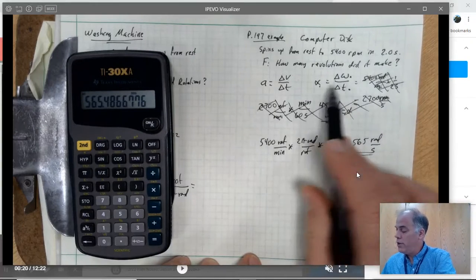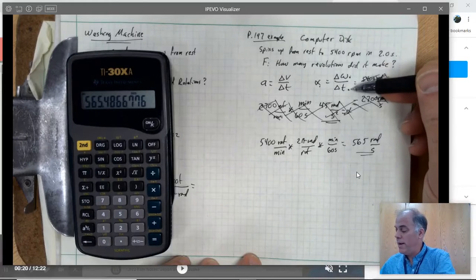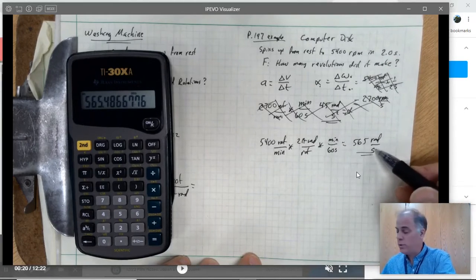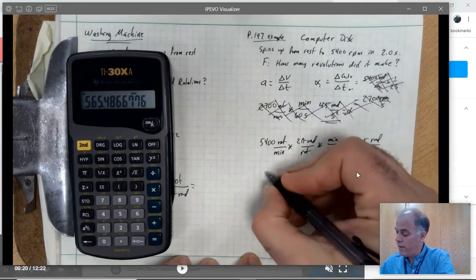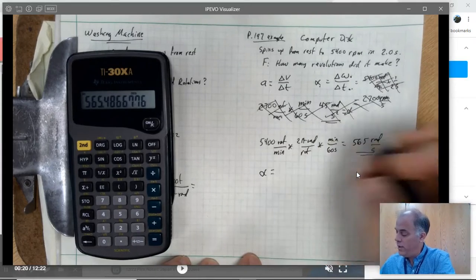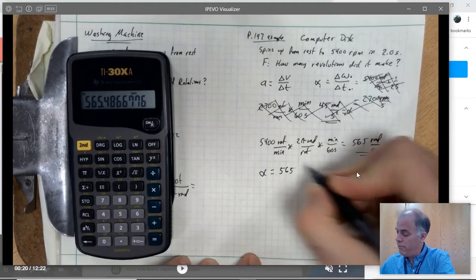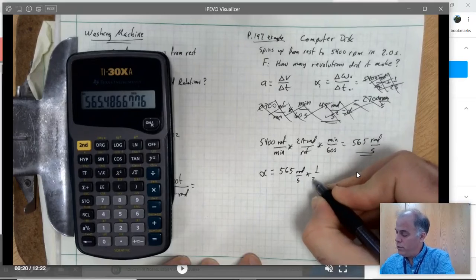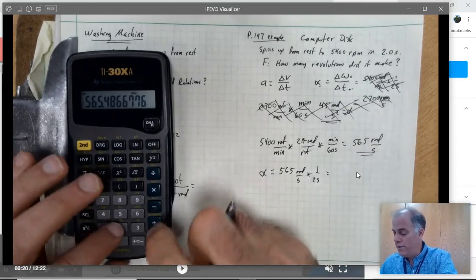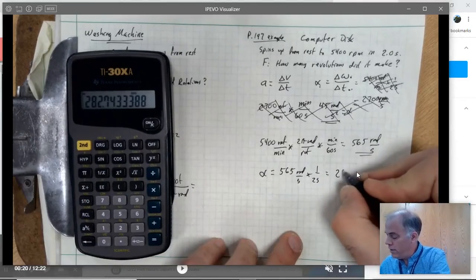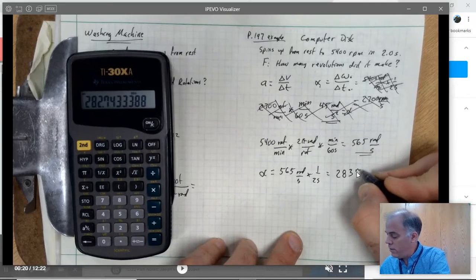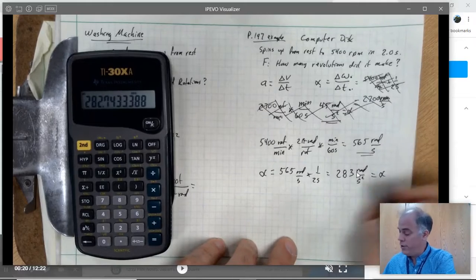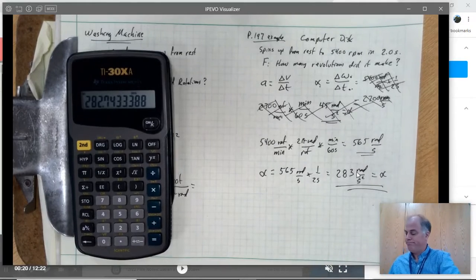Now, acceleration is a change in velocity divided by a change in time. And we went from 0 to 565 radians per second in 2 seconds. We can figure out the angular acceleration is 565 radians per second divided by 2 seconds. So we divide this by 2, and we get 283 radians per second squared is the angular acceleration. All right.